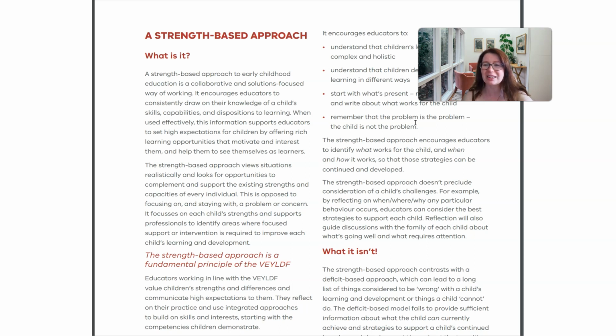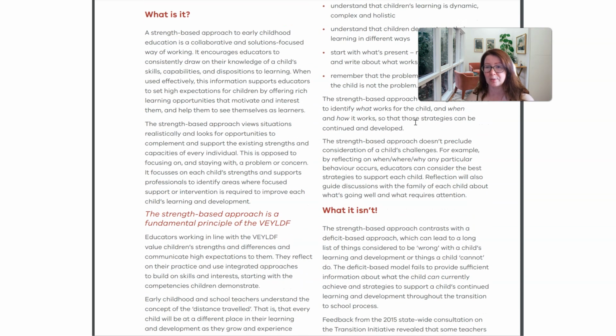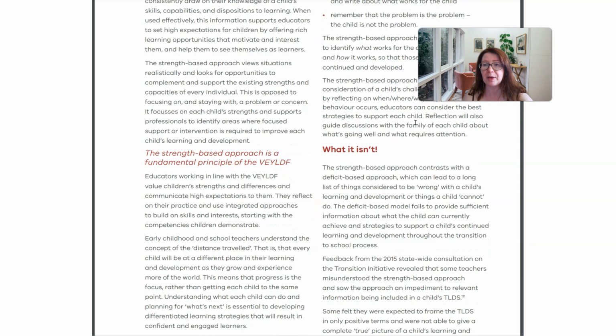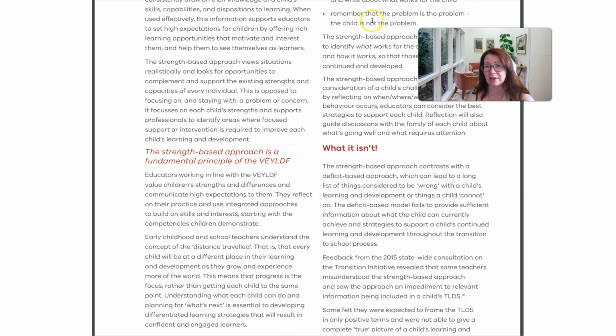So that's those multiple intelligences, that's the 100 languages of children, according to Malaguzzi. And also it's about different needs as well. It starts with what's present, not what's absent. So it's not deficit-based, it is strengths-based. So we write about what works for this child now, and that's very important for your observations. So we also remember that the problem is the problem, the child is not the problem.